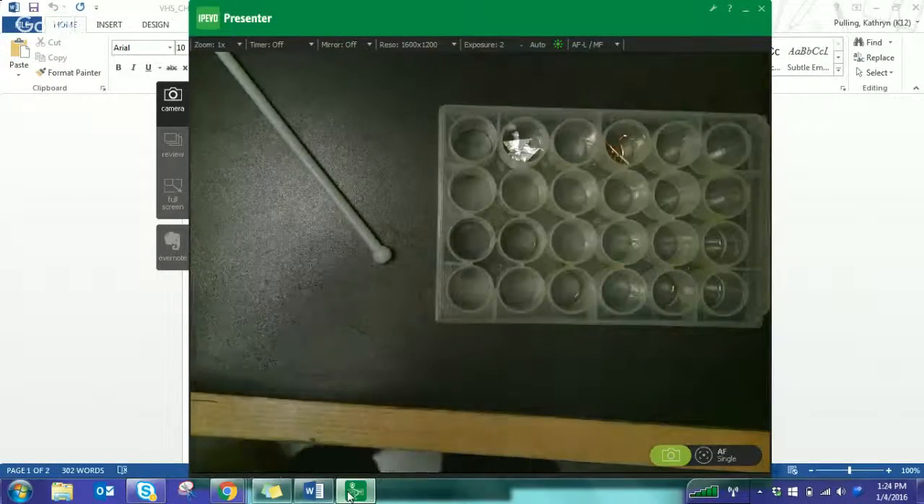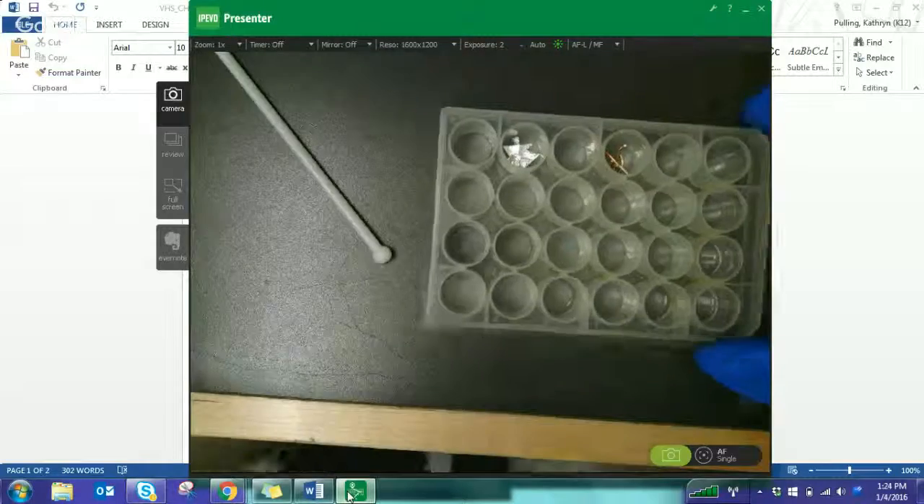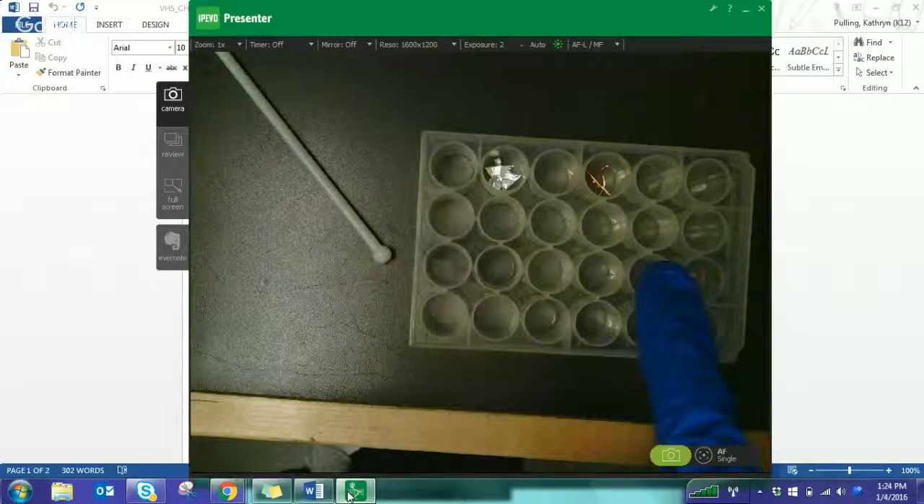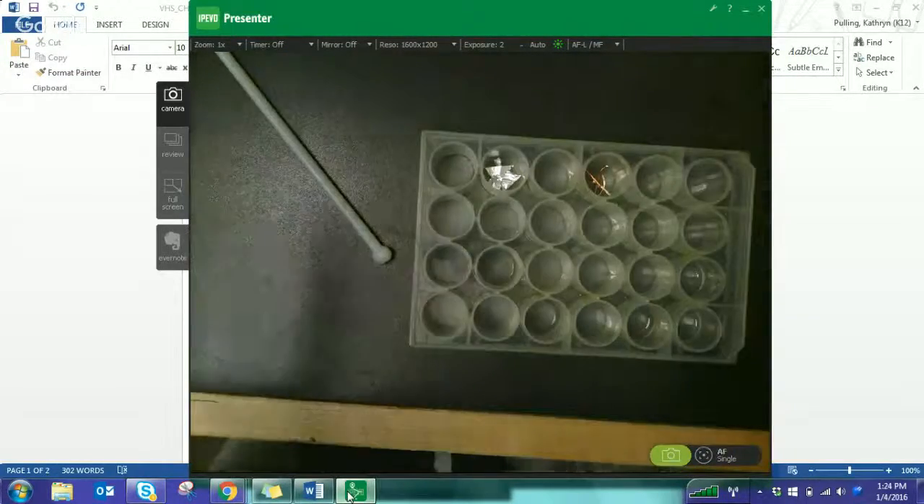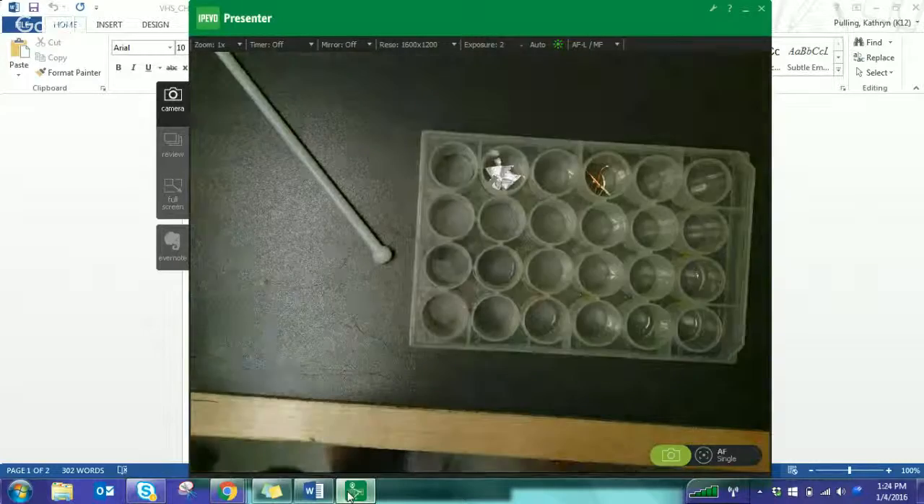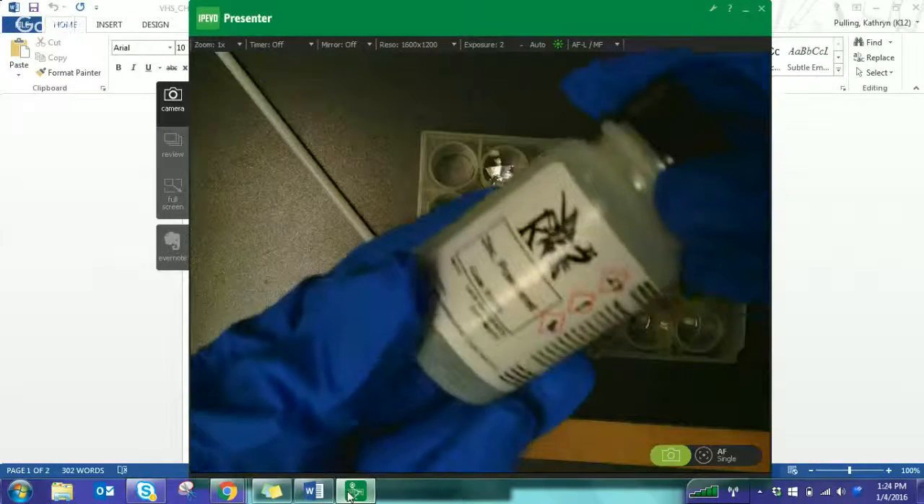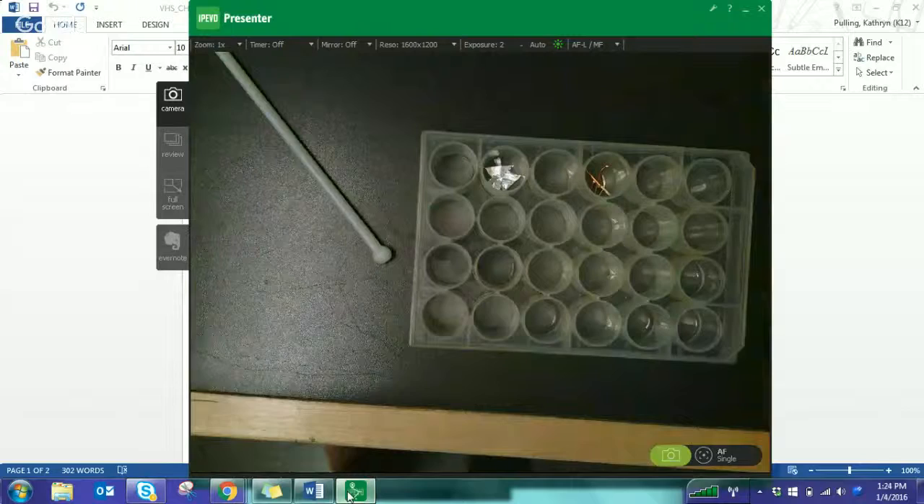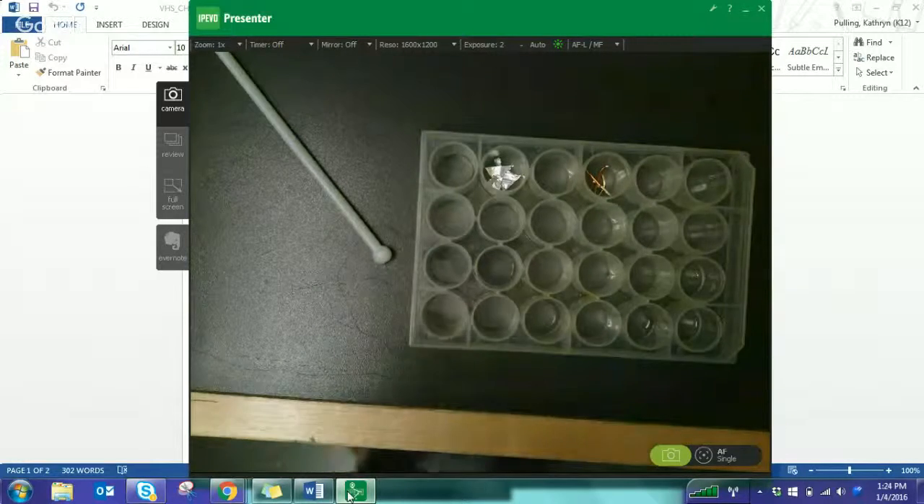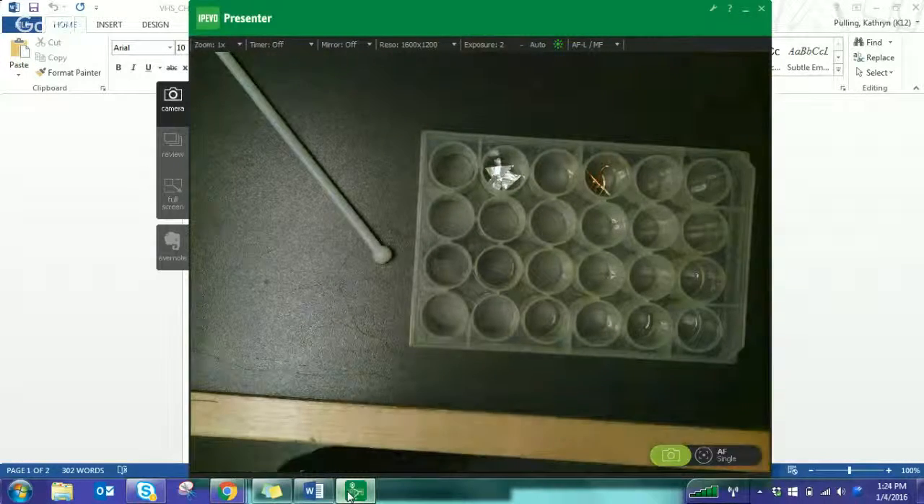For this one we have 4 metals. I have 2 of the metals already in here, the aluminum and the copper. The aluminum foil. Then you have powdered zinc in a container here. I'm going to take the scoopula and scoop some of that zinc into the other 2 wells.